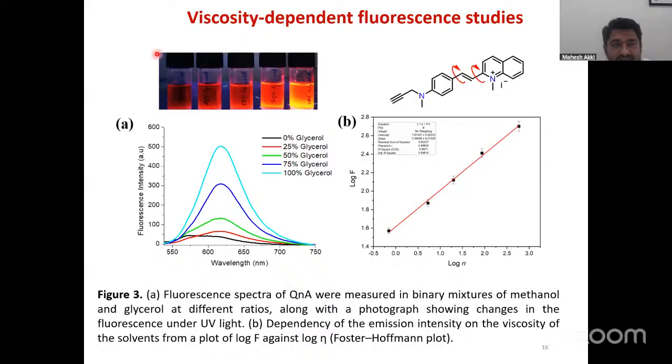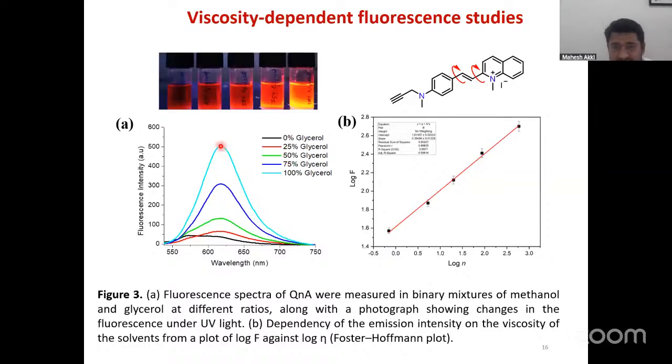So here we can see the image, this is 0% glycerol and 100% methanol. As the percentage of glycerol was increased, the emission was enhanced under UV light. From the fluorescence spectra, we can see that this is 0% glycerol, and as the percentage of glycerol was increased, there was a significant enhancement in the fluorescence intensity, as well as a bathochromic shift, that is a red shift, from around 570 to around 618 nanometers.